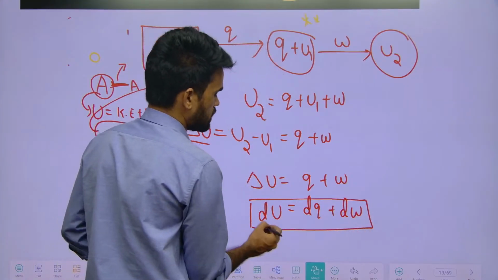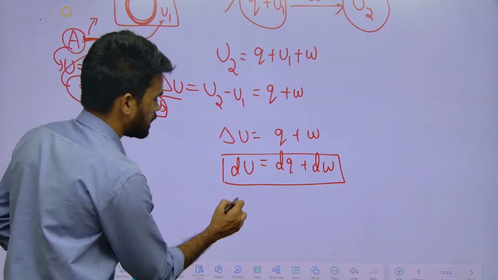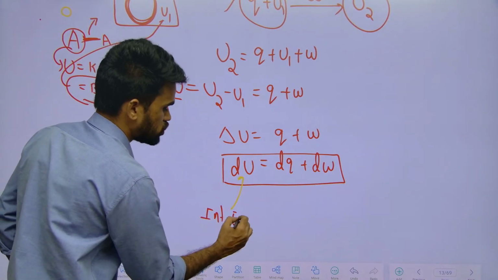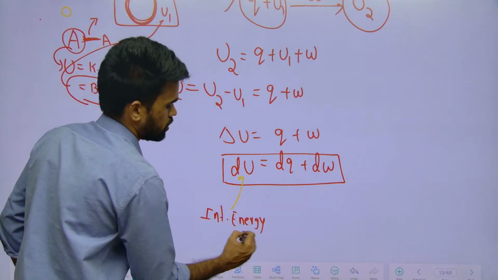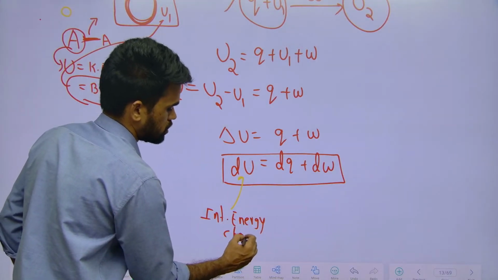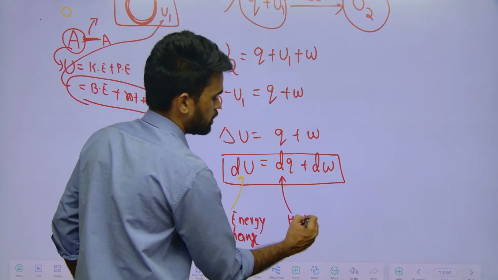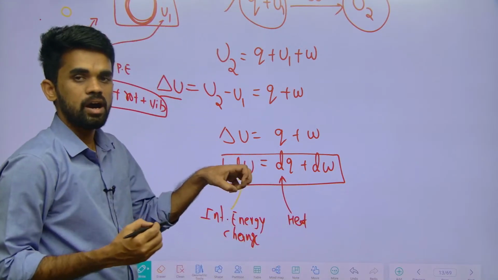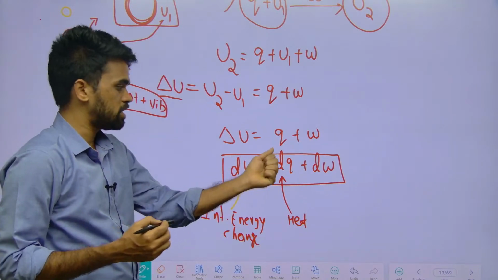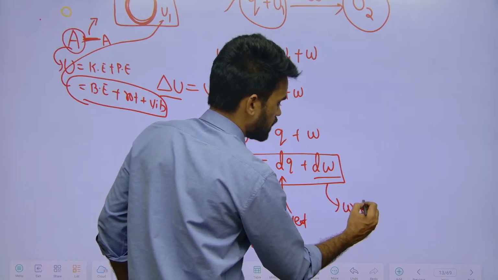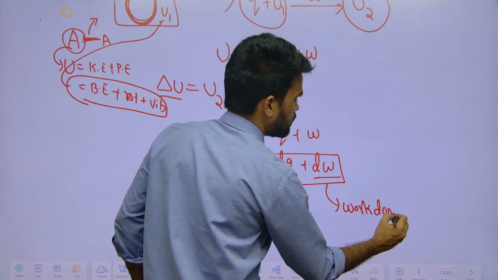Okay, so what does this dU mean? Internal energy change. And this is called heat change. Whatever heat we supplied or took out from the system, that is dQ. And this is called work done. What is that called? Work done. So what do we mean by work done?